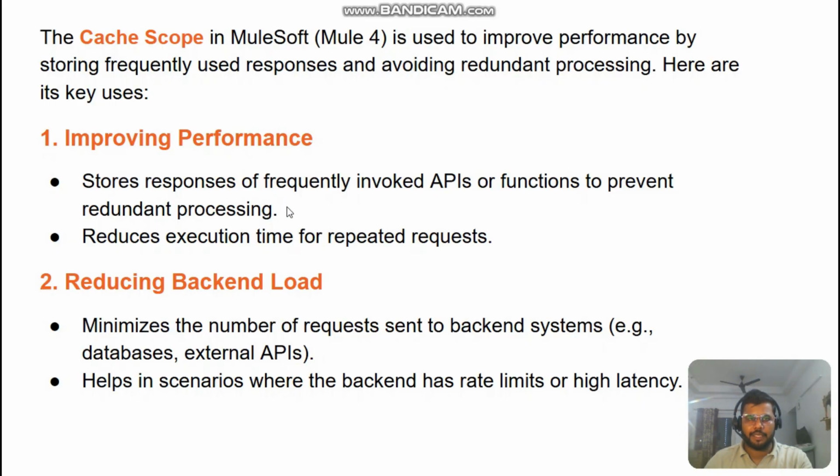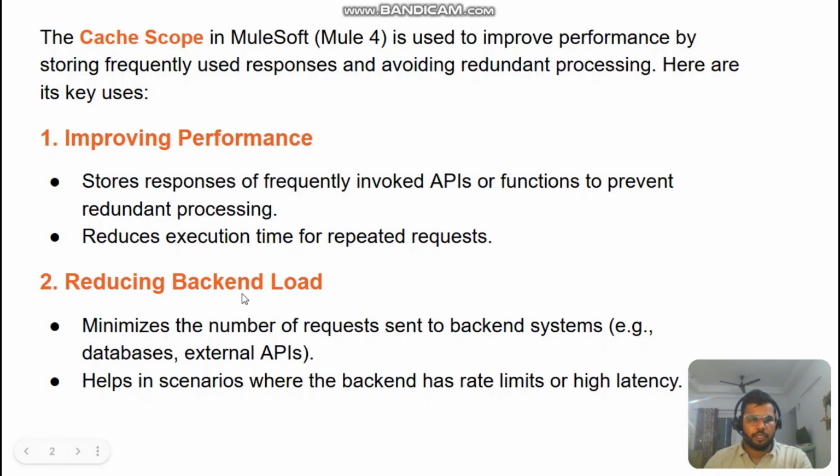Suppose, as an example, you first need to call an API for an authentication token, right? And that token you have to use to call your main API. So you store that token in a cache so you don't have to call the authorization API multiple times. This is how it helps improve performance, because the execution time is less if we are using the cache scope.